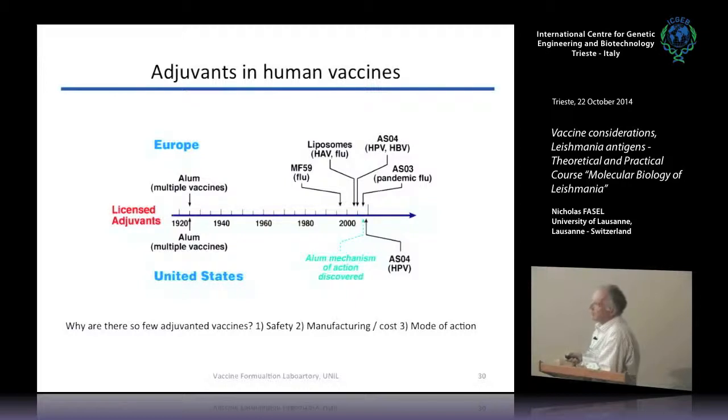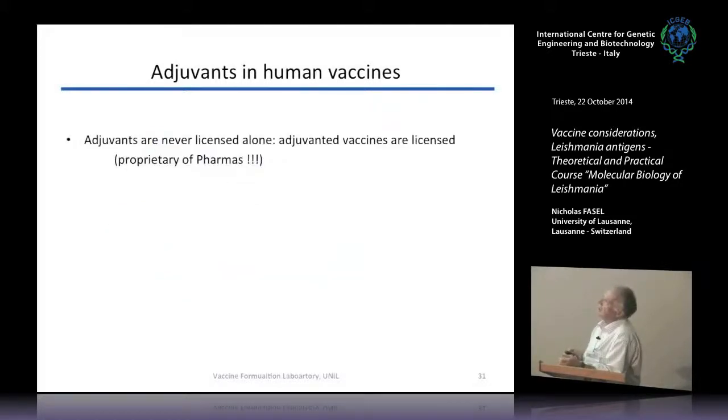Why do we have only so few adjuvants? It's a question of safety, manufacturing, and cost, and most of the time we don't know the mode of action. Normally an adjuvant is not licensed alone; it's always licensed in a vaccine. Okay, it's part of a vaccine.